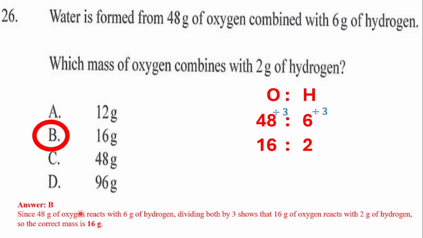Since 48 grams of oxygen reacts with 6 grams of hydrogen, dividing both by 3 shows that 16 grams of oxygen reacts with 2 grams of hydrogen. So the correct mass is going to be 16 grams, which is B.